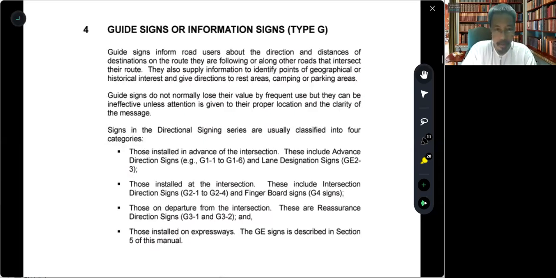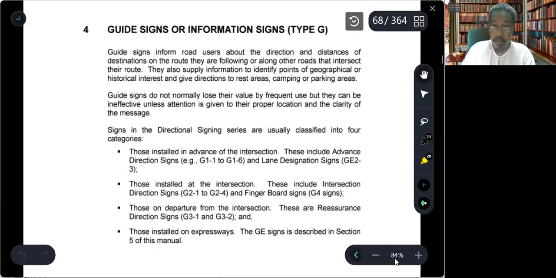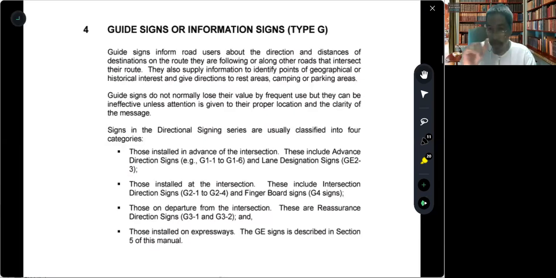And the last category are those installed on expressways. The GE sign is described in section 5 of this manual. So mostly GE signs are those for expressways, guide signs for expressways. So guide, G, and expressway, E. So GE category signs.